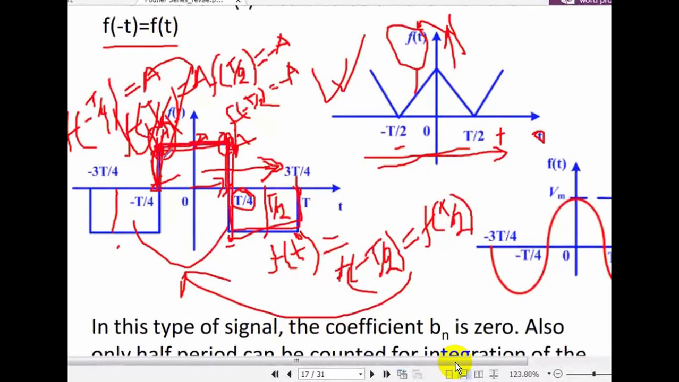You have to consider always amplitude, wherever amplitude exists. At t by 4, there are two amplitudes: positive A amplitude and negative A amplitude. First positive A, then it goes down to negative A. So here we need to consider positive A only, because the positive A comes first.